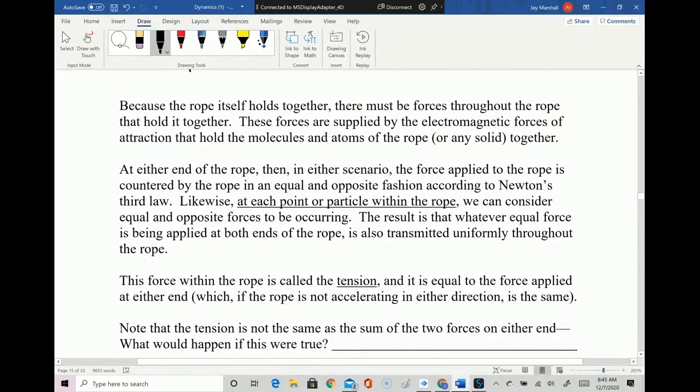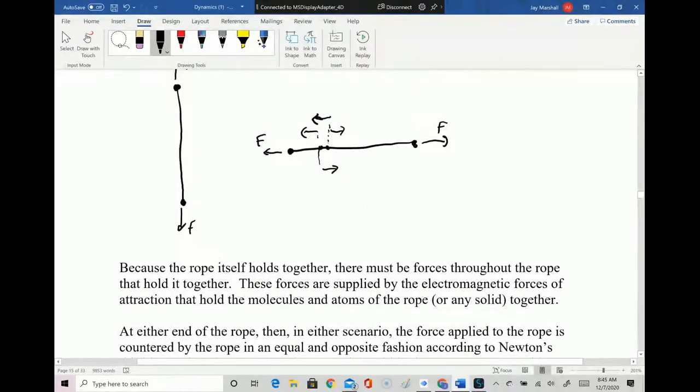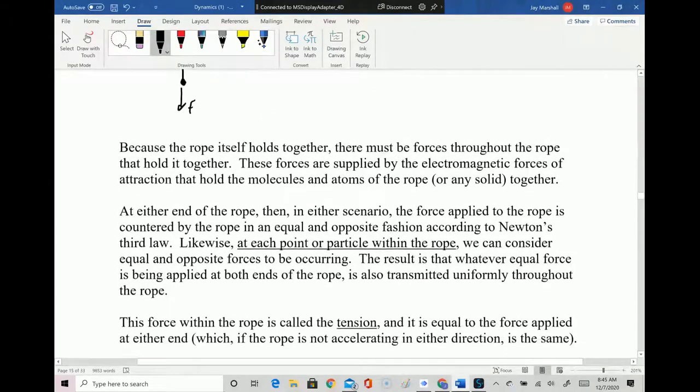So at either end of the rope, in either scenario, the force applied to the rope is countered by the rope in an equal and opposite fashion according to Newton's third law. Likewise, at each point or particle within the rope, we can consider equal and opposite forces to be occurring. So no matter where I'm at in this rope, there are equal and opposite forces occurring here. Okay?